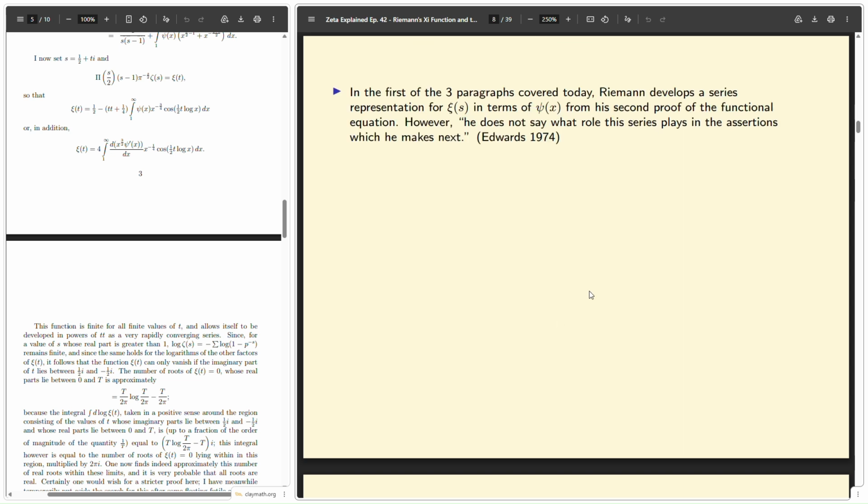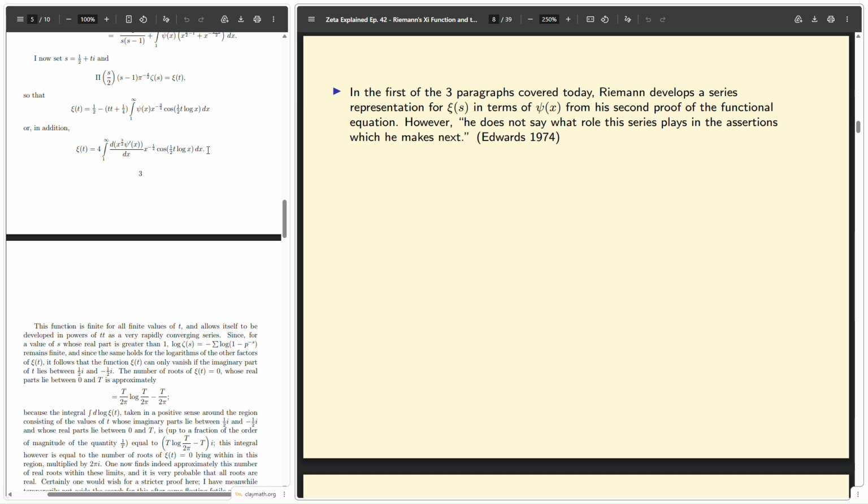All right, so let's continue. In the first of the 3 paragraphs covered today, Riemann actually develops a series representation for the xi function in terms of this Jacobi theta function from last episode. But I'm going to skip this, and the reason is that this part doesn't seem particularly relevant to the next few paragraphs or to the rest of the paper.